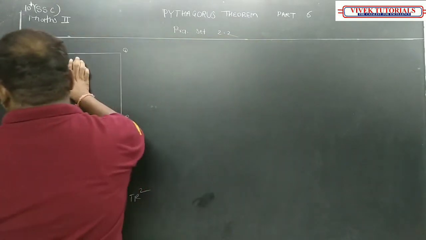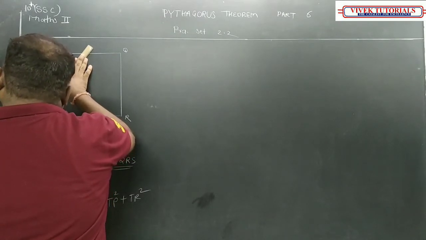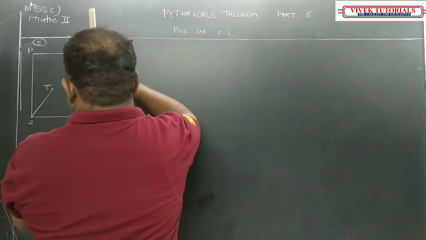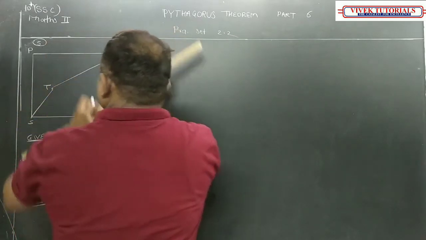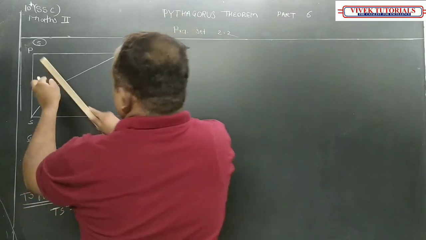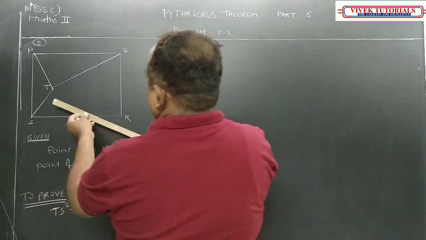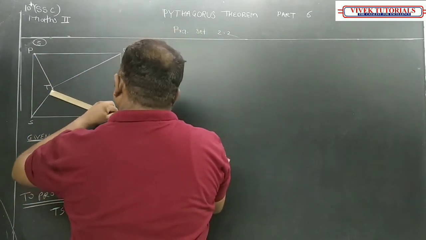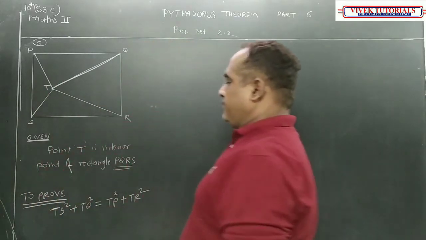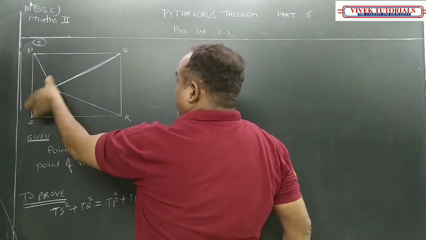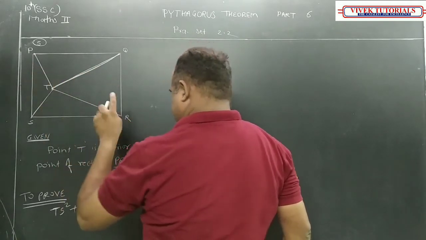TS means we are going to join this. This one is TS, plus TQ square. TQ is this part. Then TP square. TP is this. And TR is this one. This is the figure they have given. Right? So what do you have to prove? TS square plus TQ square is equal to TP square plus TR square.